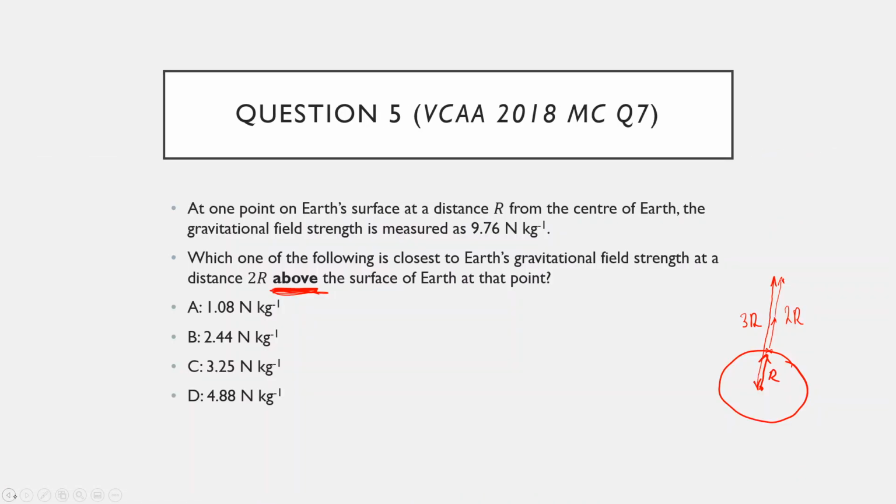So back to the question. We've tripled our original distance. Originally we were just at r. Now we've gone to 3r. What's the field strength? Well, we just saw that if you triple your distance, your field strength decreases to 1/9 of what it originally was. If our original field strength is 9.76, 9.76 divided by 9 is around 1.08 newtons per kilogram. So we have option A. It's based on how this inverse square proportionality works. Make sure you understand it.